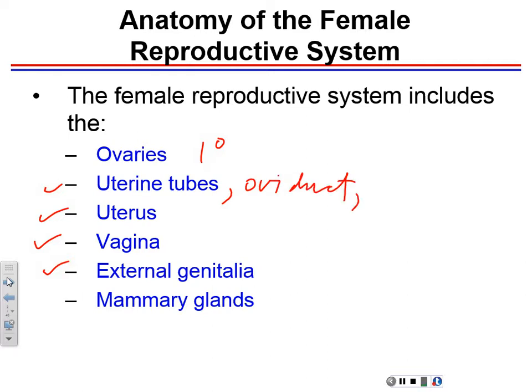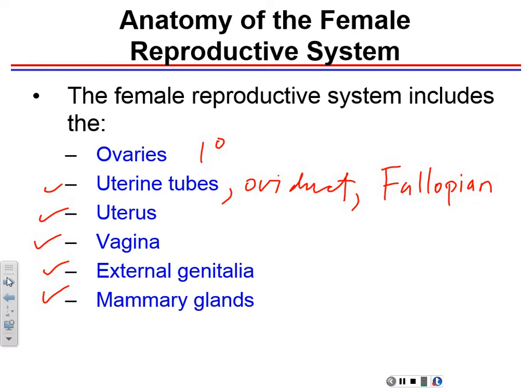Uterine tubes are also sometimes called oviducts, or fallopian tubes, and on the exam I use them interchangeably. I just use whatever strikes my fancy at the time. All those are the same thing. Oviducts, uterine tubes, fallopian tubes, the same thing. So don't be tricked whenever I use any one of those terms. It's referring to the same thing.